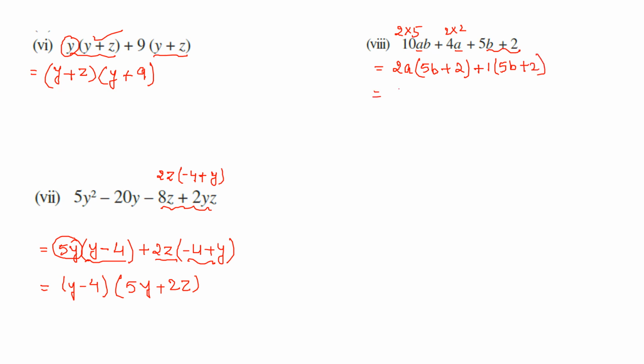Now, in both the terms, 5b plus 2 is common. So if I take 5b plus 2 common, from the first term I will be left with 2a and from the second term, plus 1. So this is the factorization.